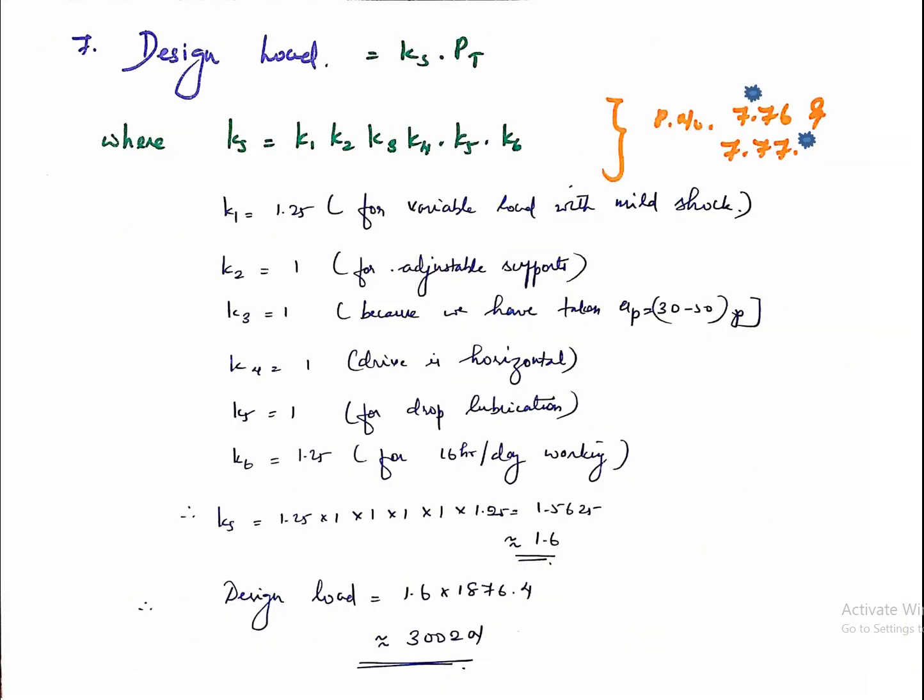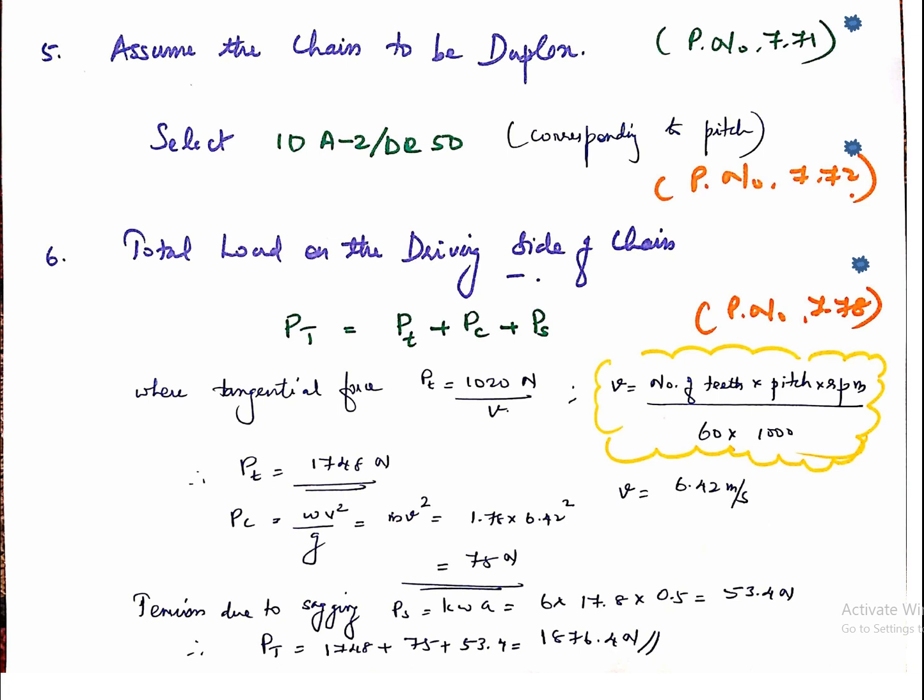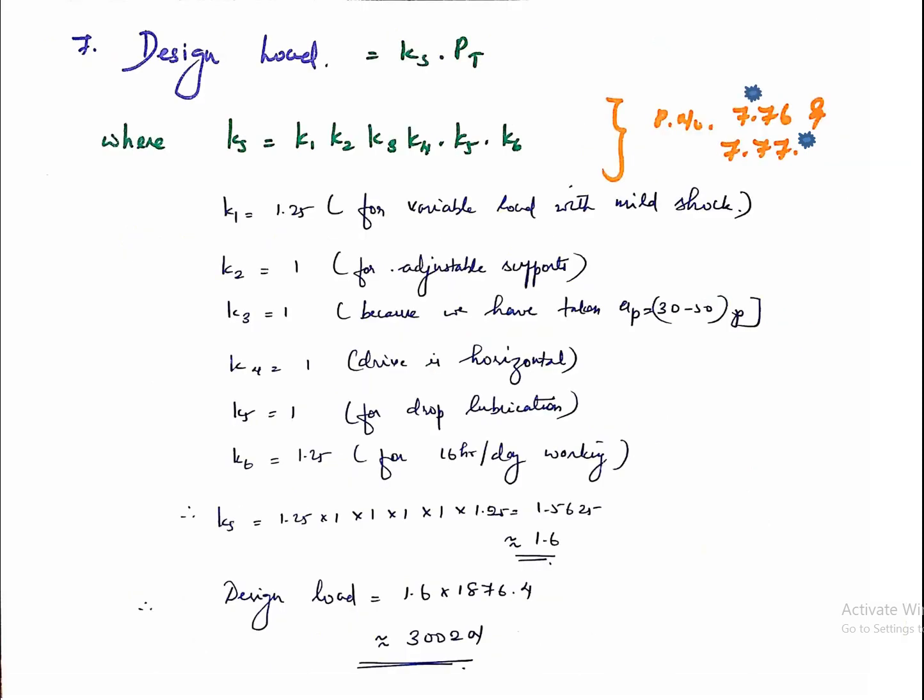Now once we get the total load, the next step is to find the design load. We have already found out the total load acting on the driving part, but it is actually a theoretical value. There will be different parameters which are affecting this load, so to be on the safe side, we find the design load, which is a higher value. To find that value, we multiply the load with a constant which is Ks.